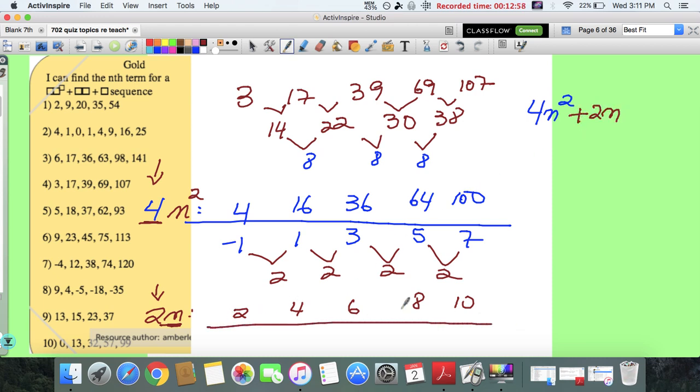And how did the 2 become a negative 1? How did the 4 go to 1? How did the 6 go to 3? How did the 8 go to 5? So you got to make a little adjustment, and that adjustment is going to be minus 3. Right?